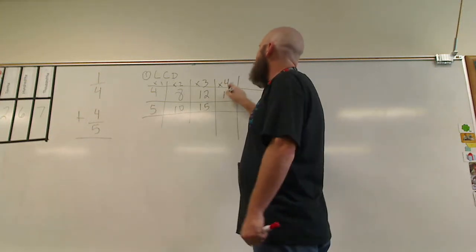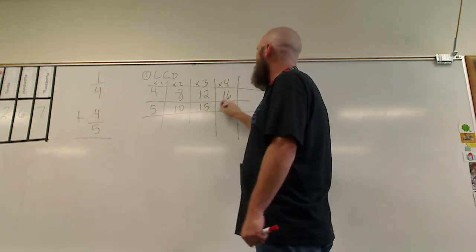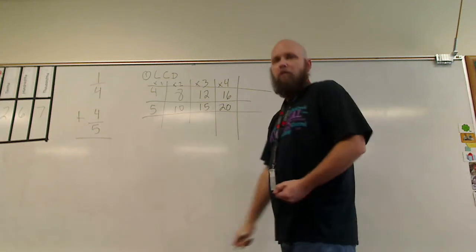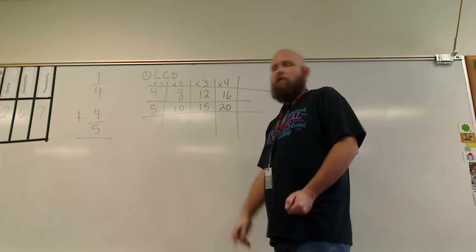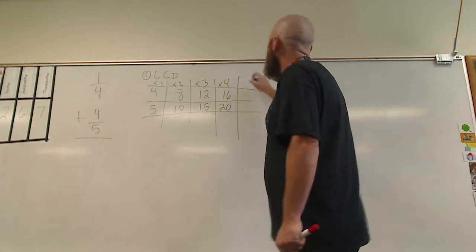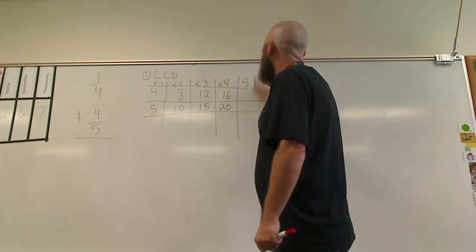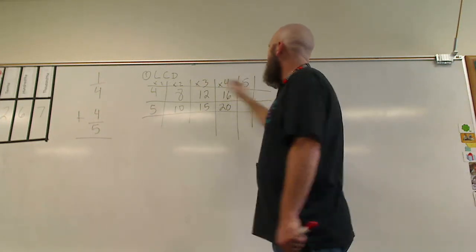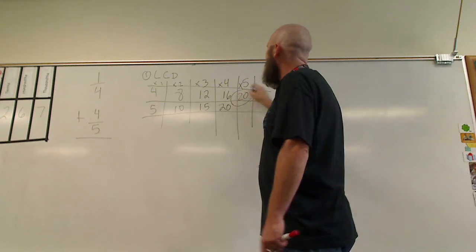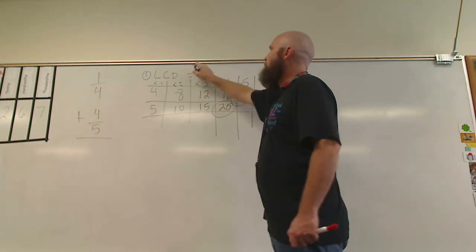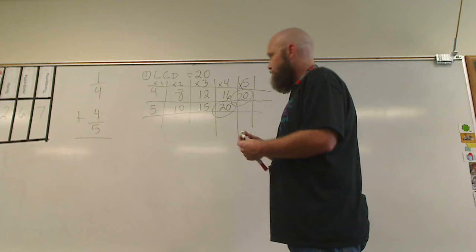So I multiply by 4. 4 times 4 is 16. 5 times 4 is 20. Do I have the same number appearing in both rows yet? No, I do not. So I must continue. Multiply by 5. 4 times 5 is 20. And there I have my least common denominator of 20.